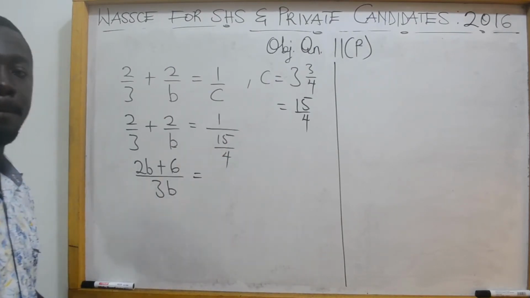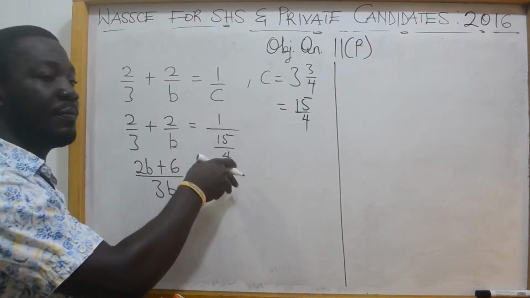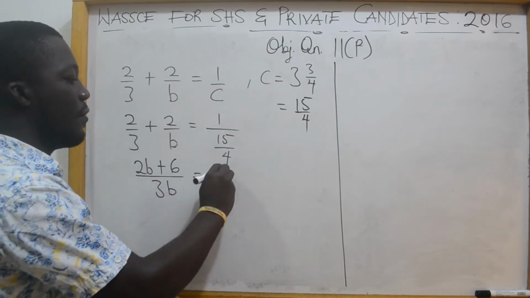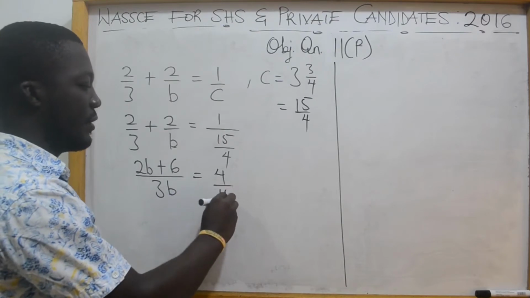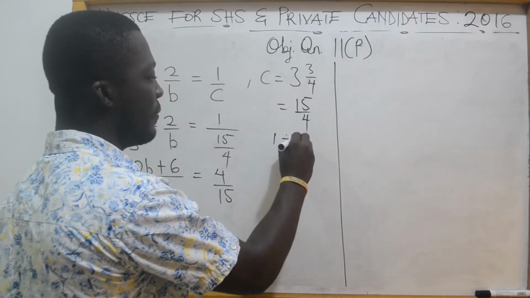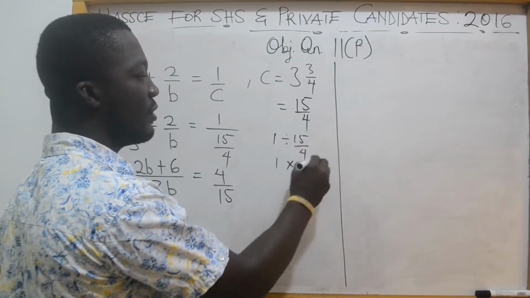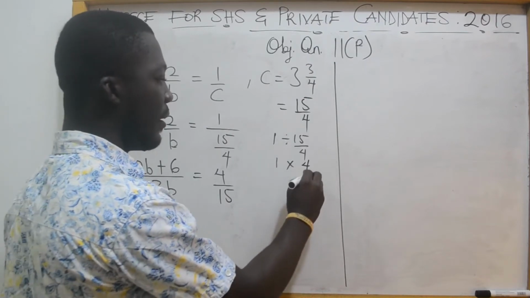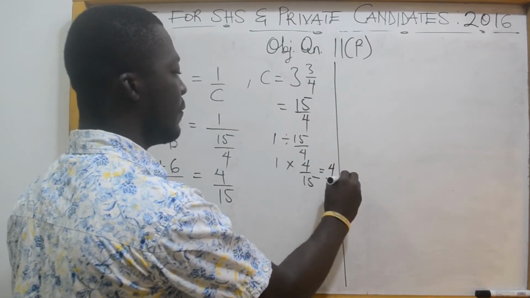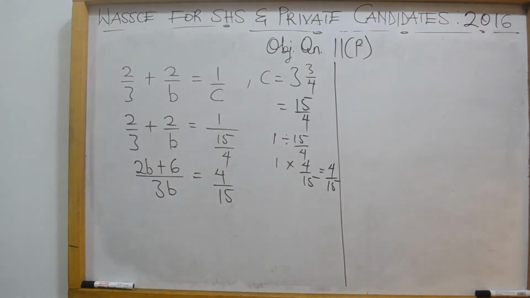Now when we get here, we will apply the reciprocal rule, and it will change the whole of these two, 4 out of 15. Now this is how it happened. If we have 1 divided by 15 over 4, it will be 1 times, then this one will change to 4 out of 15. So 1 times 4 out of 15 is the same as 4 out of 15 as we have here. We want to find B.